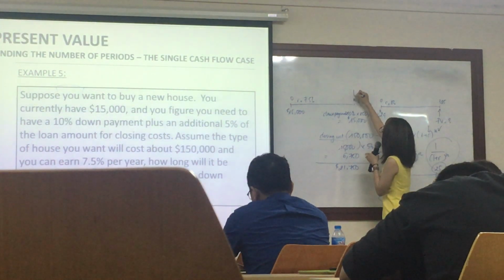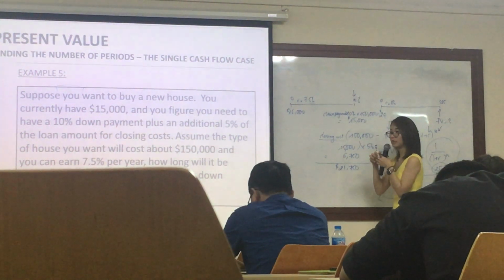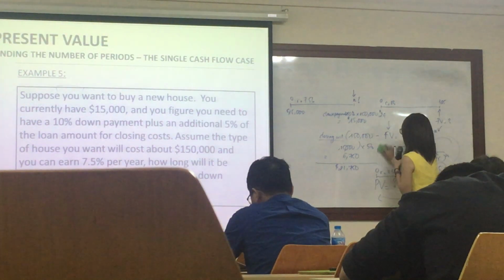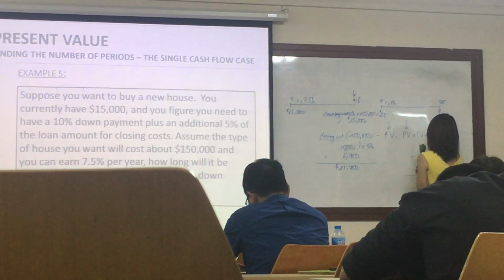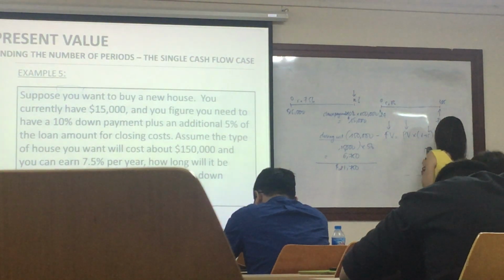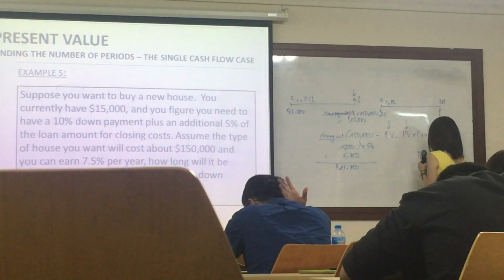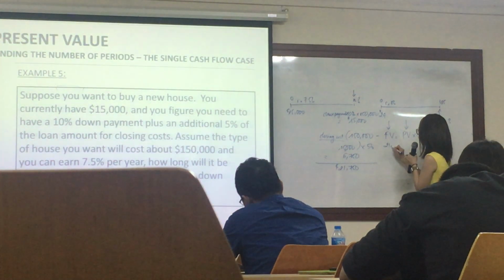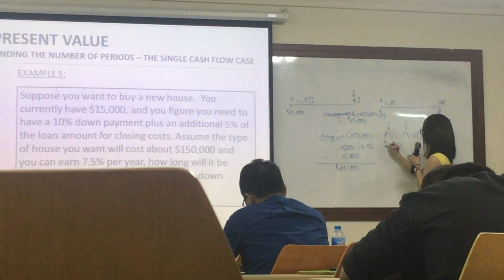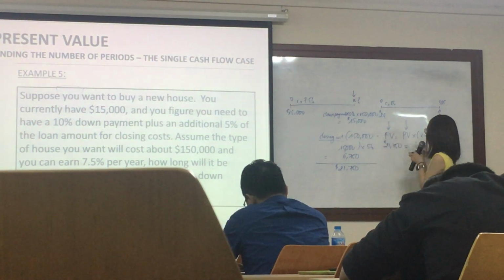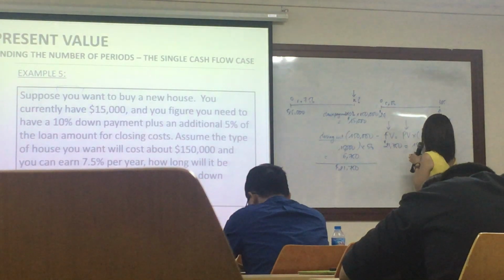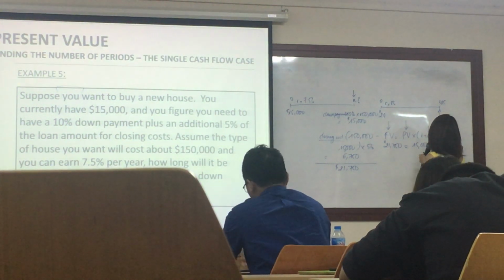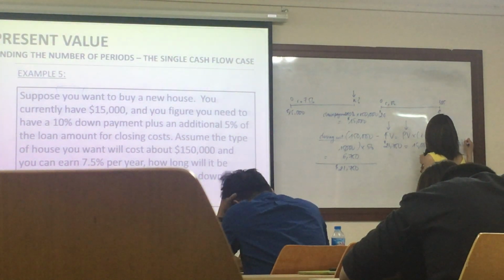So what you want to know is the number of periods you need to save your money. So how can you find the n? You have the future value, 21,750, which will be equal to your present value, 15,000 US dollars, multiplied by 1 plus 7.5% to the power n.